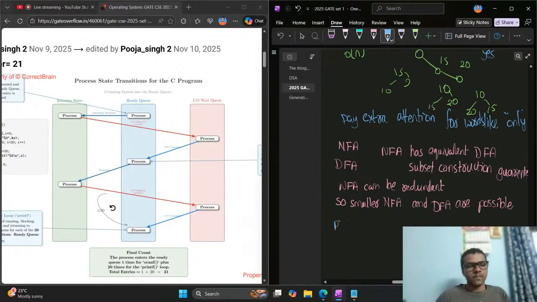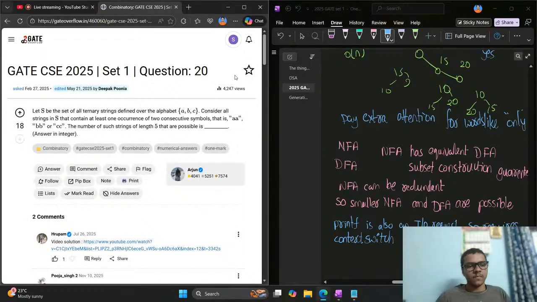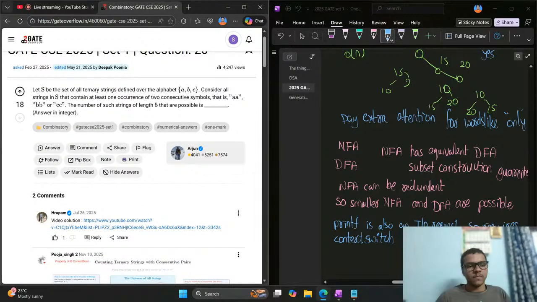Printf is also an IO request, so it requires a context switch. That is just one thing that you are supposed to know. That's good. Printf, because it is calling other functions from the standard input output library.